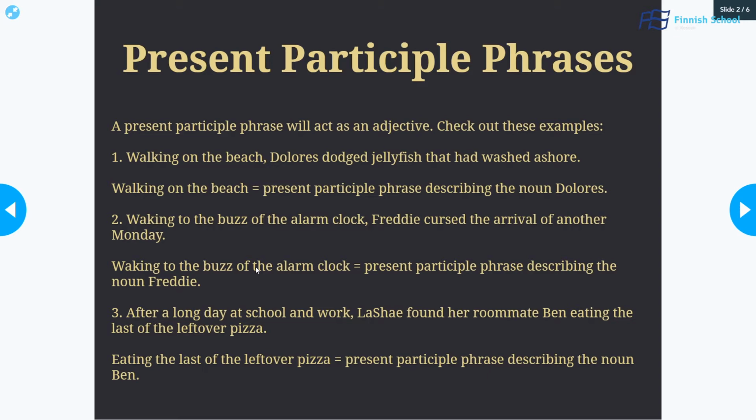It is important to successfully identify and practice using present participle phrases in order to create highly efficient writing tasks and well-structured sentences. First, let's take a look at the examples given. Number 1. Walking on the beach, Dolores dodged jellyfish that had washed ashore.